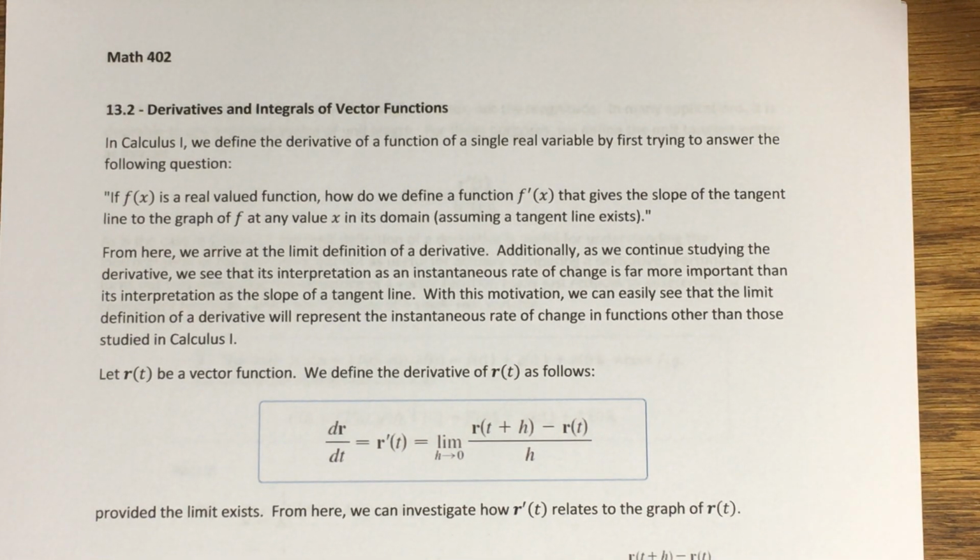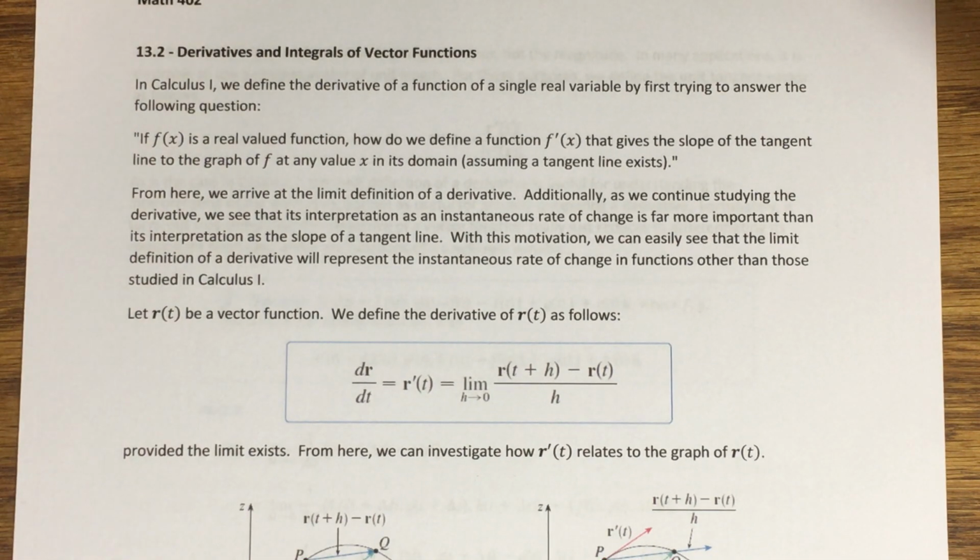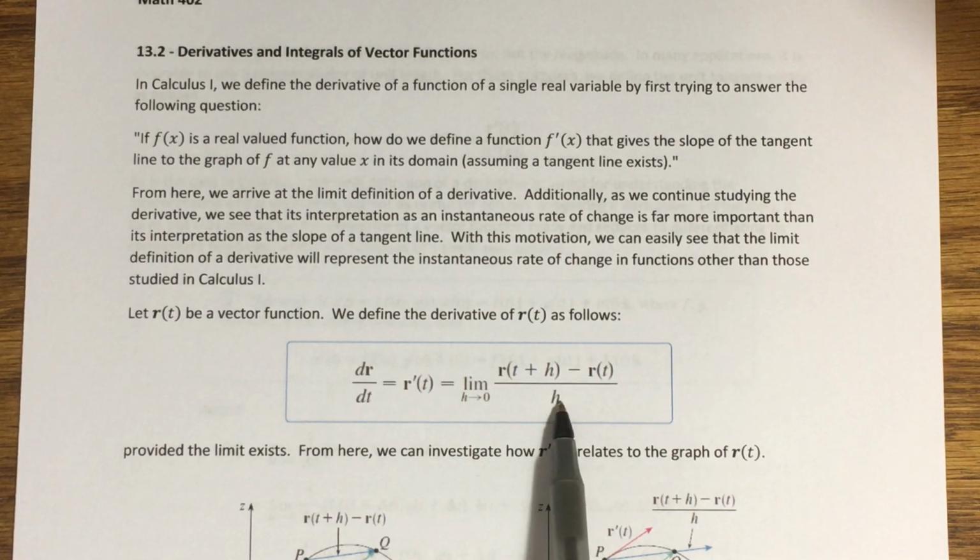So we want the derivative of any function to represent an instantaneous rate of change. Now, the limit definition of a derivative that you come up with in Calculus 1 encapsulates that perfectly, because again, what is a rate of change? It's a quotient. And what do we look for in that quotient? We look for a change in your output divided by the corresponding change in your input.